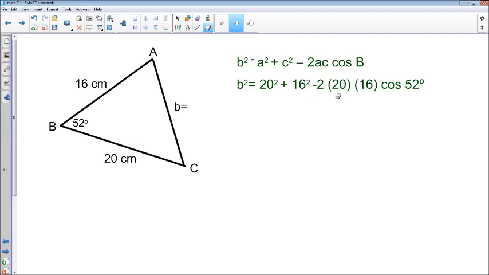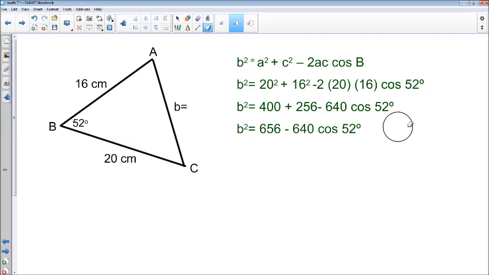Now you have to do b squared equals 400 because 20 times 20 is 400. Then add 16 times 16, which you get 256. Then subtract 2 times 20 times 16, which you get 640. And then you have to put cos 52 degrees. That stays the same. Now you have to add 400 plus 256, which you get 656 minus 640 cos 52. That still stays the same.